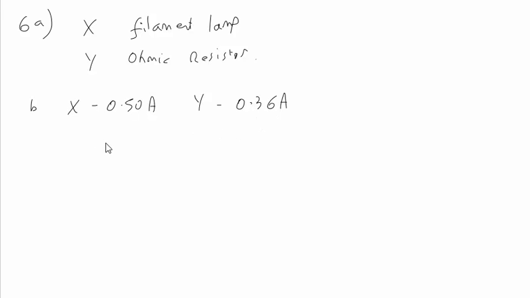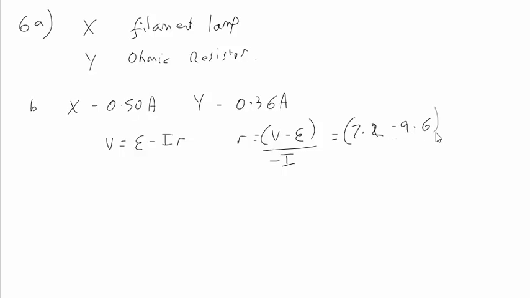We can then use the internal resistance equation. The terminal potential difference is equal to EMF minus the current times the internal resistance. So we can rearrange to give the internal resistance as the terminal potential difference minus the EMF over minus the current, and we have a terminal potential difference of 7.2. The EMF we're told is 9.6, and the current is 0.5 plus 0.36. This gives an internal resistance of 2.8 ohms.